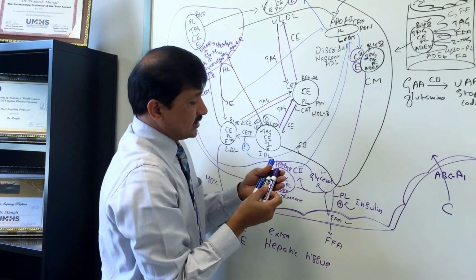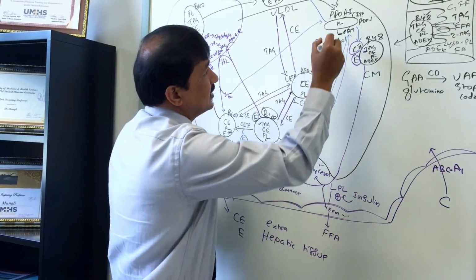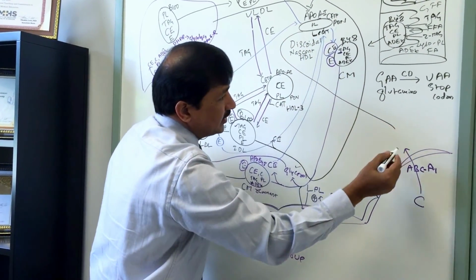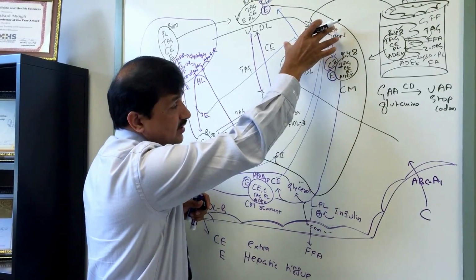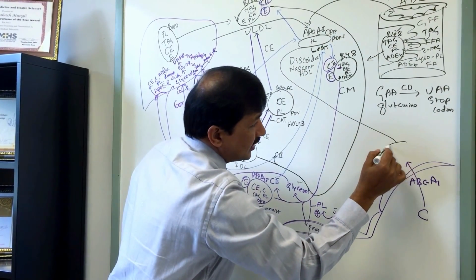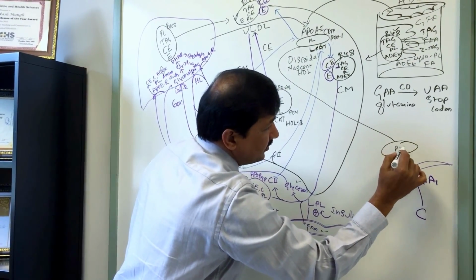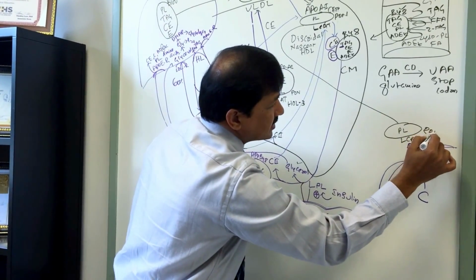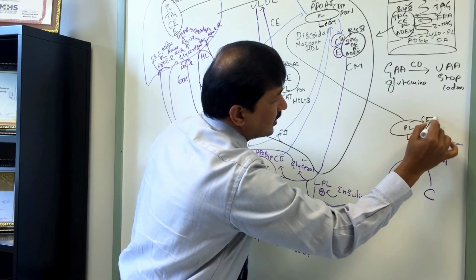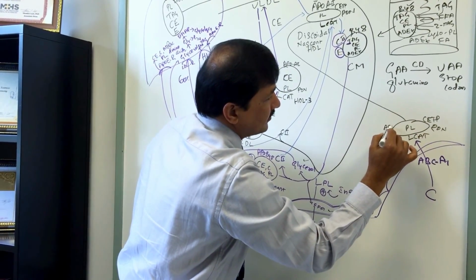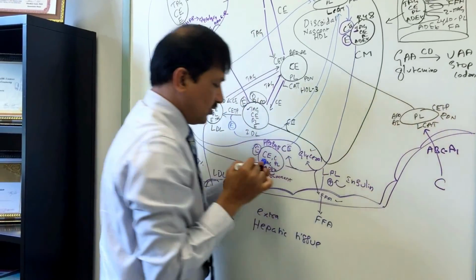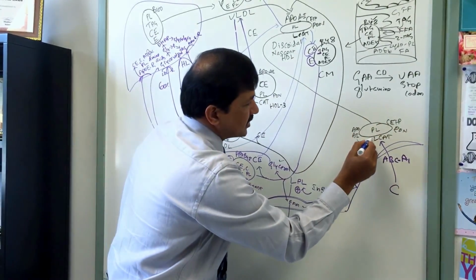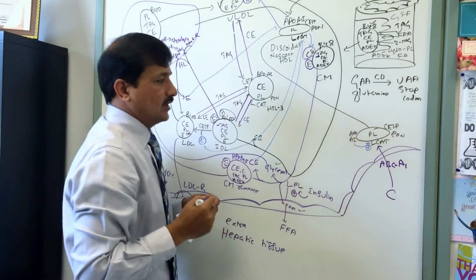So what I'll do is bring that discoidal nascent HDL down here so that I'll be able to explain it better. I'm just bringing this discoidal nascent HDL and writing that here. It has phospholipid, it has LCAT here, it has peroxidase, it has CETP, and it has ApoA1. Now ApoA1 is a positive modulator of LCAT. ApoA1 basically activates the LCAT enzyme.